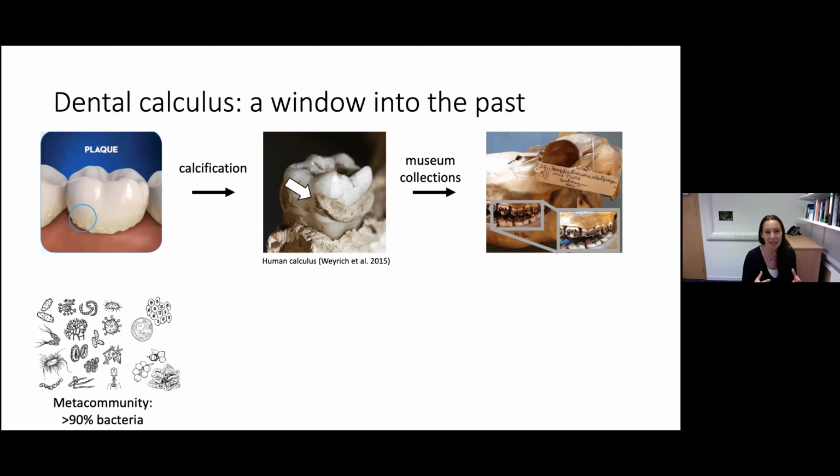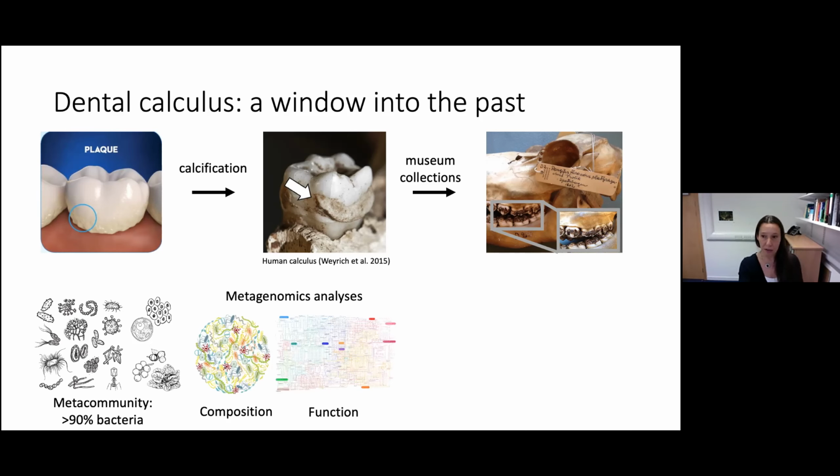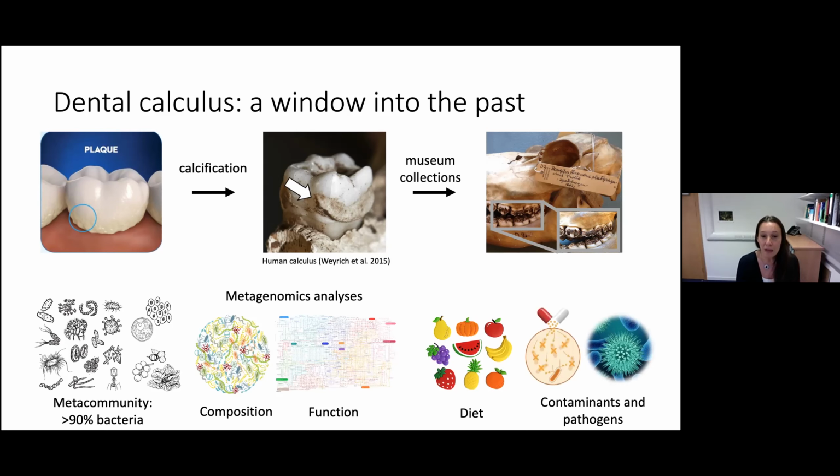So this meta-community consists of bacteria primarily. About 90% of DNA in this meta-community is bacterial DNA. And by studying this DNA, we can talk about the composition of microbial organisms, particularly bacteria, but also if we apply metagenomic techniques, we can look at their function. We can also study diet, and this is because dental calculus captures other biomolecules besides the bacteria. It captures saliva of the host, basically, so DNA fragments from the host. It captures remains of the diet. And this way, we can also study contaminants and pathogens in the host environment.